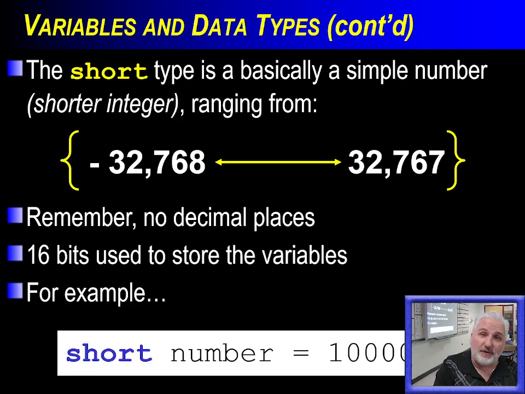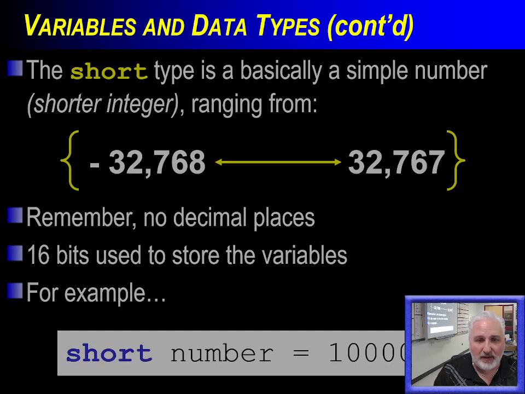Moving on to the next type, the short has a slightly larger range. Now it goes from negative 32,768 to positive 32,767. Remember, 0 technically counts as a positive number. That's why there's one more on the negative side. The short uses 16 bits of data to store this value.